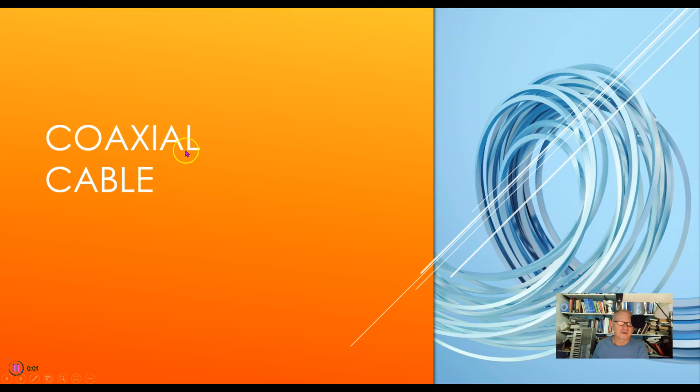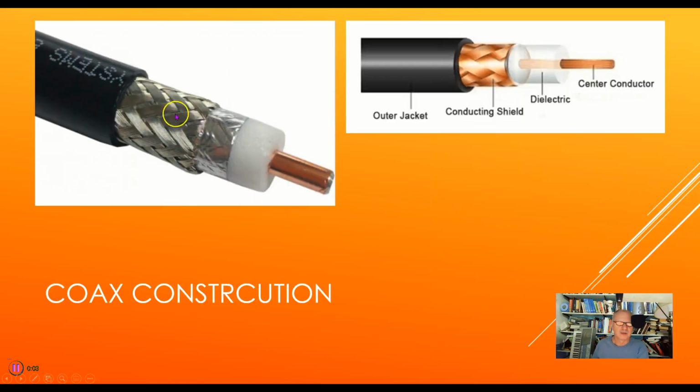Well, let's take a peek at coaxial cable. Coaxial cable looks like this, or at least in its construction. You'll see there's an outer jacket, a conducting shield, some dielectric which separates these two conductors here, and then the center conductor. Here it is in the flesh. Here's our center conductor, and then kind of an insulator called the dielectric, and then another conductor for the return signal, and then the outer jacket.